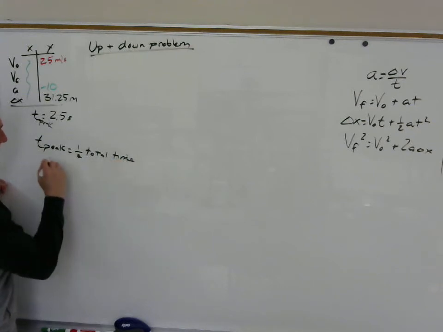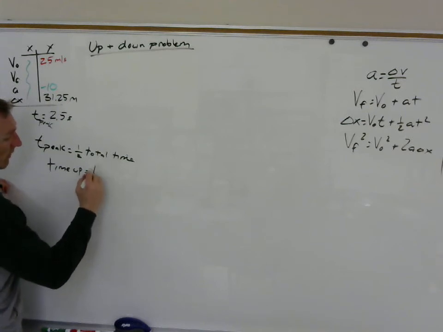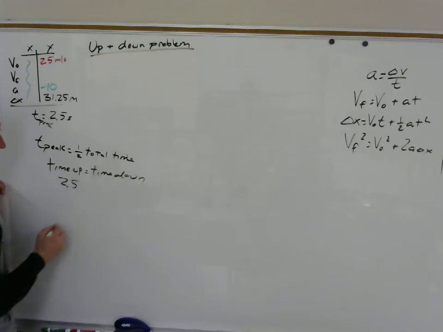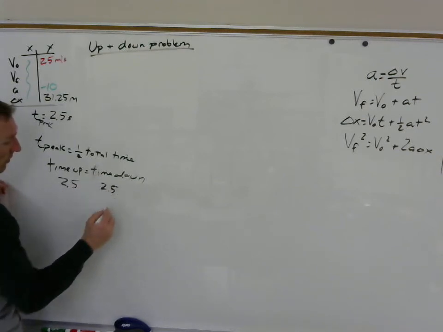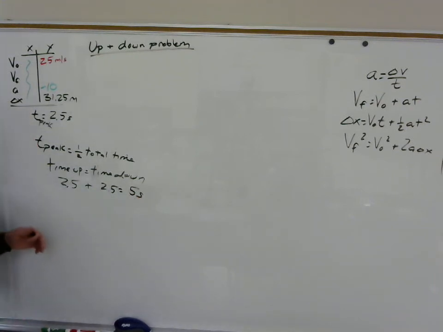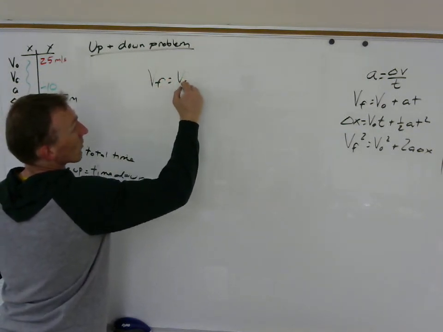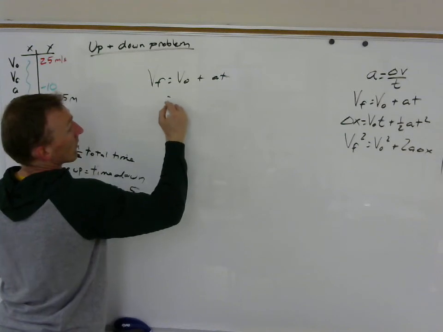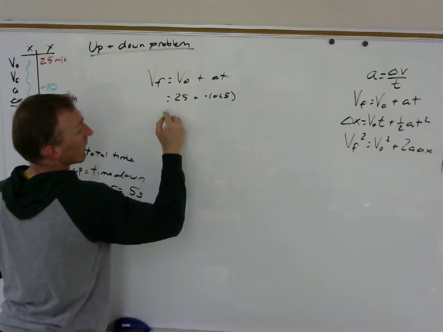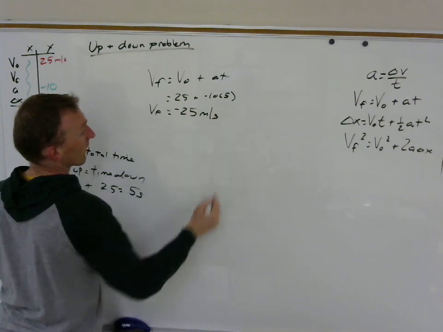All that means is time up equals time down. So if I know it took 2.5 seconds to go up, then it took 2.5 seconds to come down. Add those together, and it took me 5 seconds to travel all the way up and all the way back down. So I just use that same equation I just used, and I get 25 plus negative 10 times 5, and this gives me negative 25 meters per second.